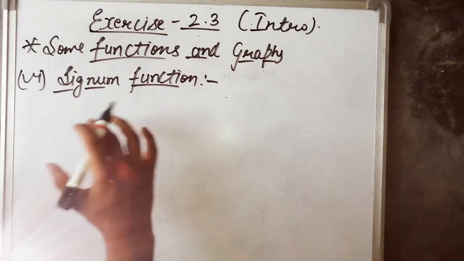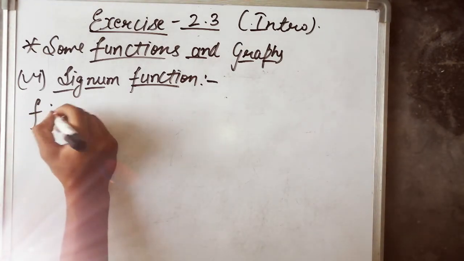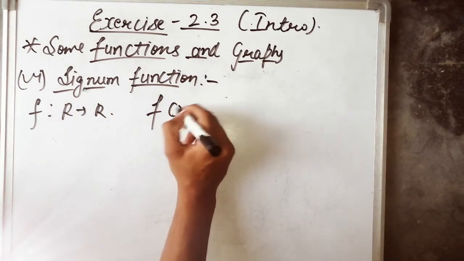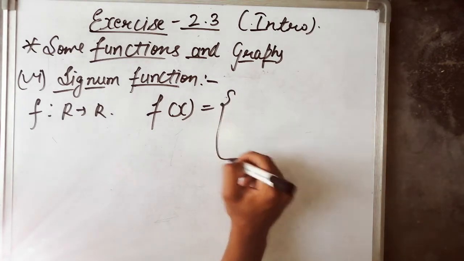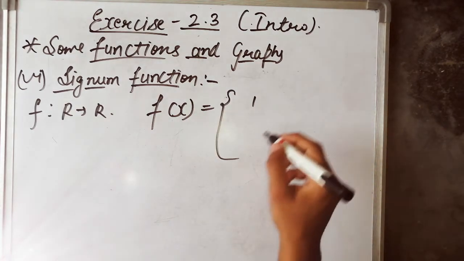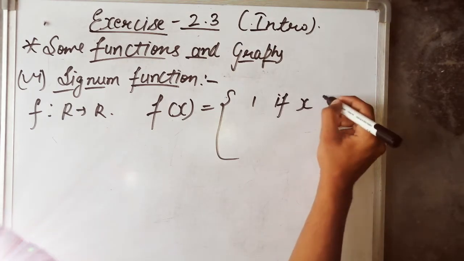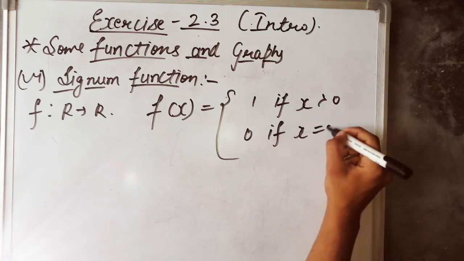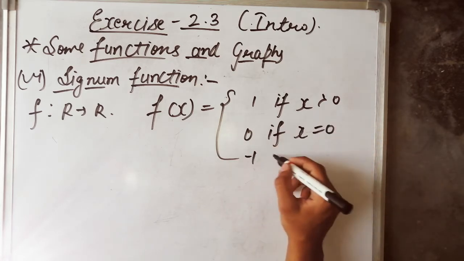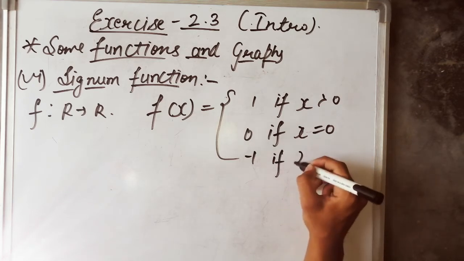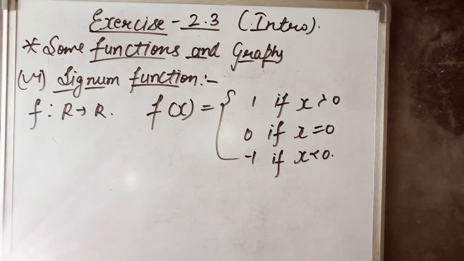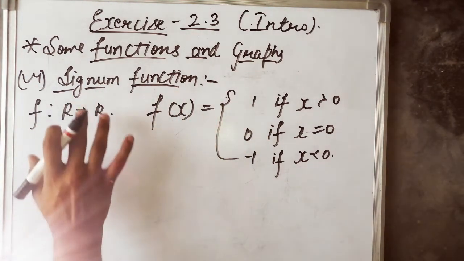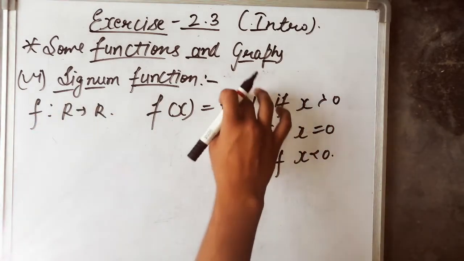The function is also defined on real numbers, and f(x) in this case equals 1 if x is greater than 0, 0 if x equals 0, and minus 1 if x is less than 0. This needs to be fulfilled if the function is a signum function. It means that a function which is a signum function must have this condition in it.